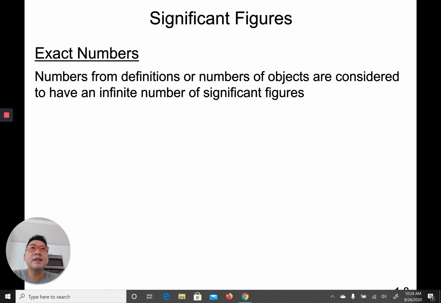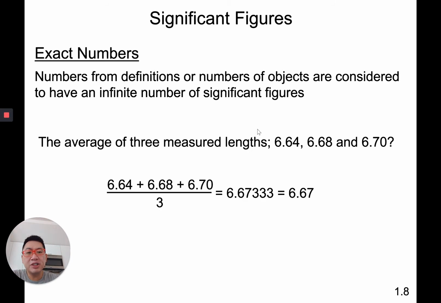There are no feet that are 12.1 inches. 12 inches is a foot. That's not an approximation. That's a definition. So definitions and numbers of objects are considered infinite number of sig figs. If I was trying to average these 3 numbers, you'd say, okay, add them up, divide by 3. You get 6.6733, or with 3 sig figs, 6.67. Or wait, isn't that 1 sig fig because the number 3 is 1 significant figure? You're like, shouldn't it be 7?